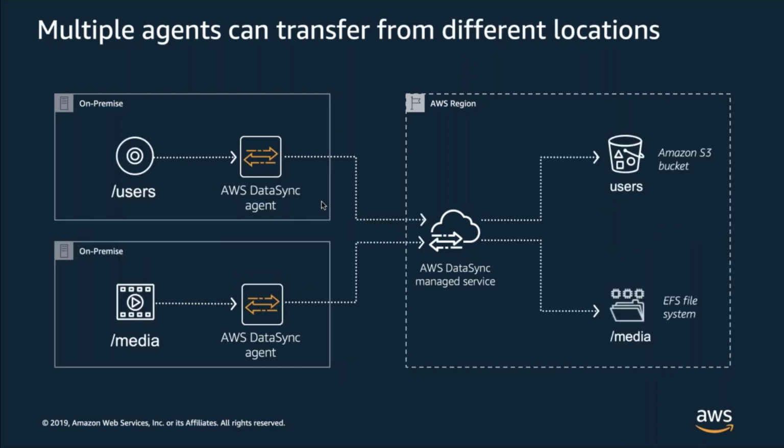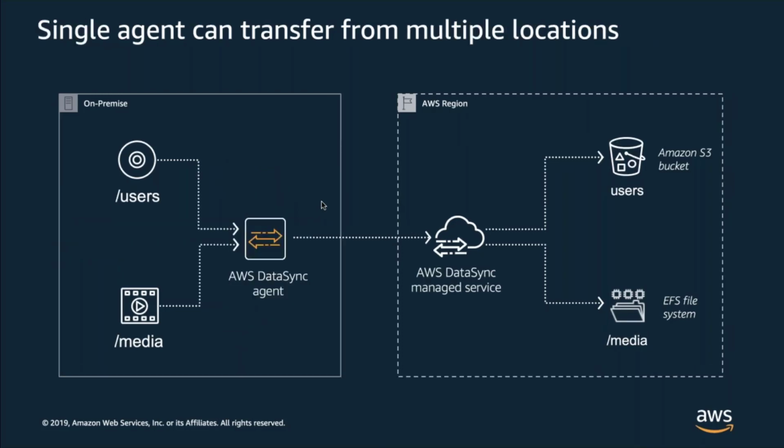But you could also have different DataSync agents in different locations pointing to the same region and either going to the same destination or different destinations, depending upon what you needed. In addition, you can also have a single DataSync agent that copies from multiple locations. You would just create different tasks with different locations, in this case, users and media, and you would specify whatever destination locations you wanted to use.